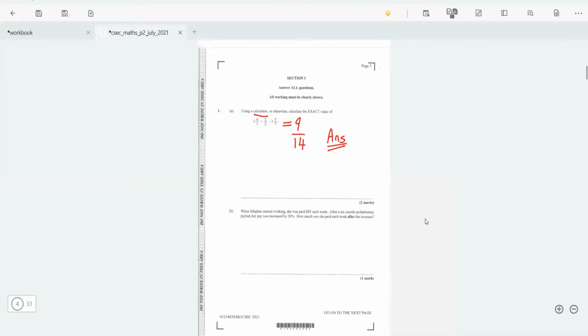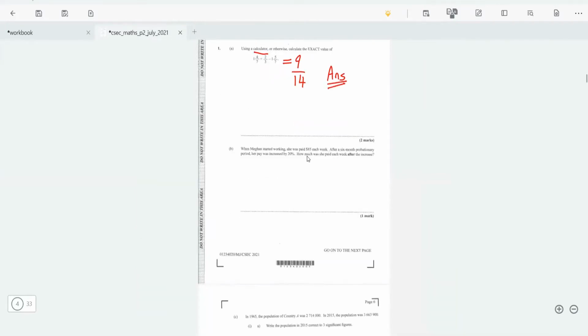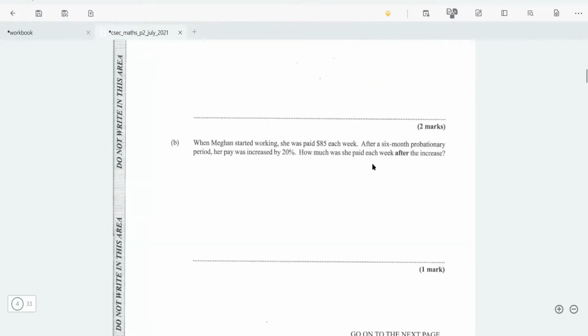That's part B. Part B, it says, when Megan started working, she was paid $85 each week. After a 6-month probationary period, her pay was increased by 20%. How much was she paid each week after the increase? So what we know is that Megan is now receiving 120% of her original pay.